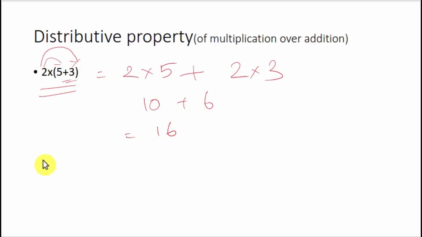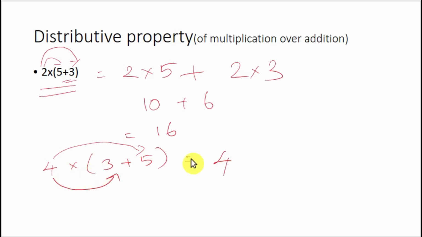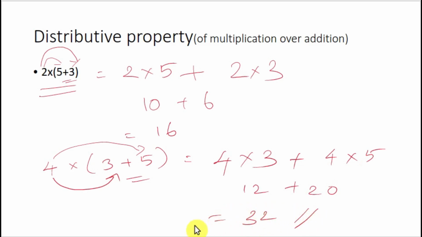The answer is 16. Here, 4 multiplied by (3 plus 5). Here I am distributing 4 to 3 and also to 5. So how do we write it? 4 into 3, plus 4 into 5. So 4 3s are 12, plus 4 into 5, 20. So the answer is 32.